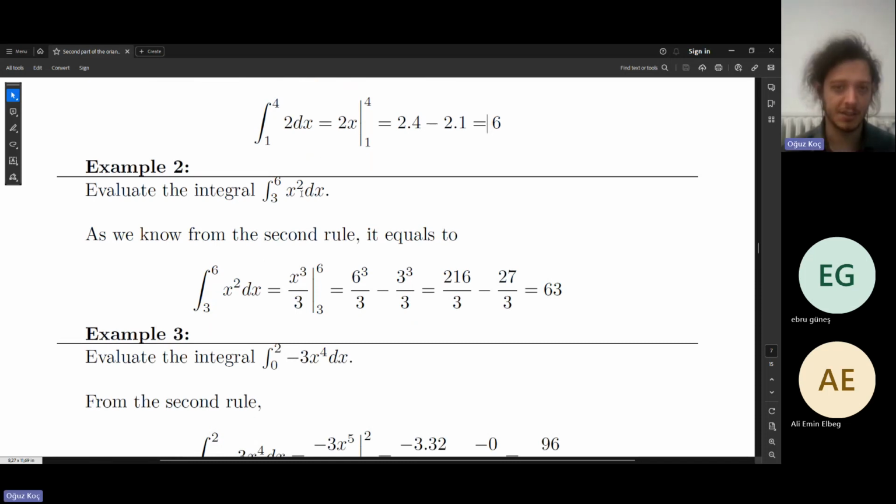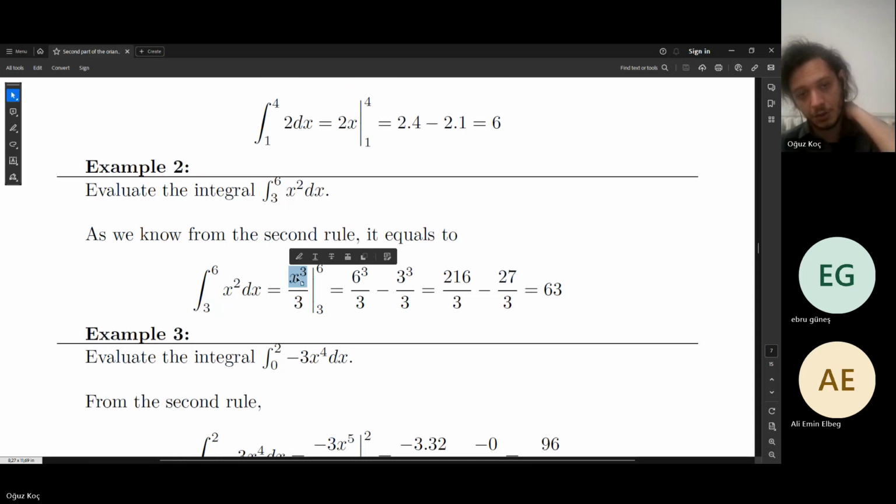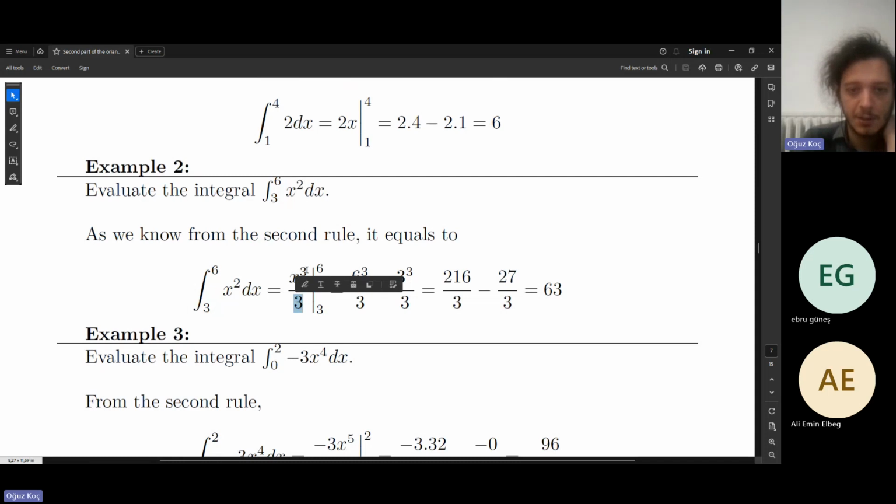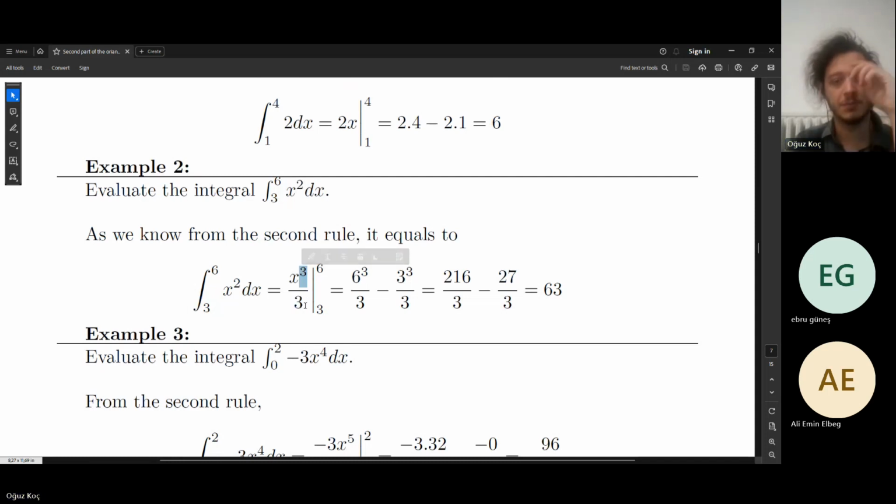And then we have the second integral here. It's a polynomial integral, and when we take the integral of a polynomial function, its power is increased by 1, and it becomes third power of x, and then we divide the function by its final power, and then we just put those limit points to the function, and then we get 63 here.